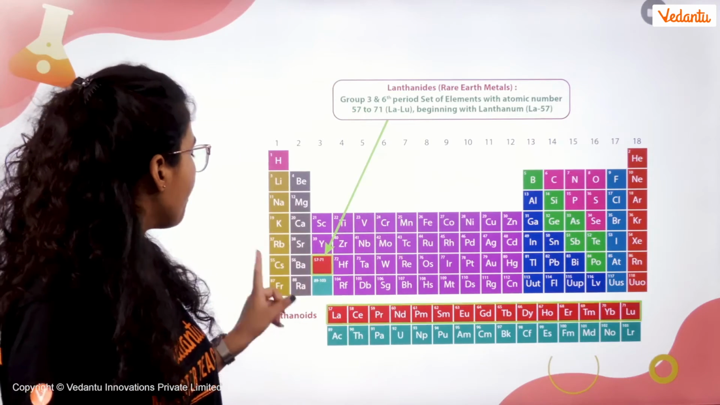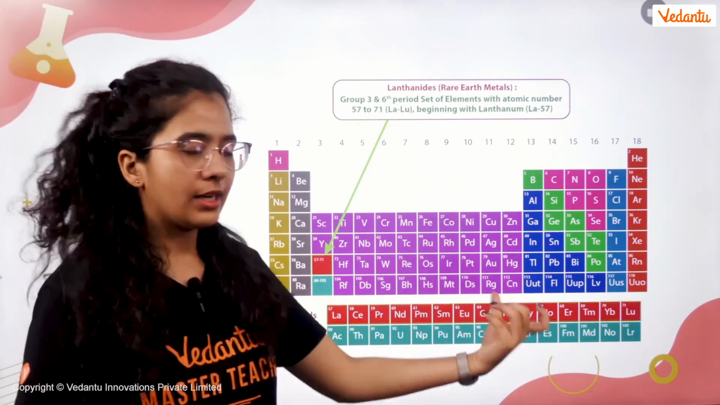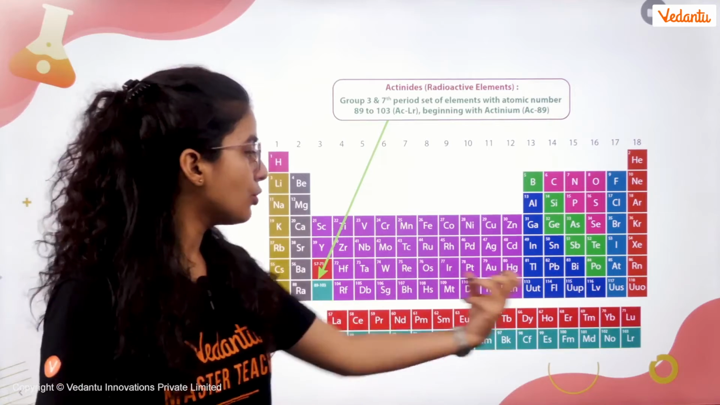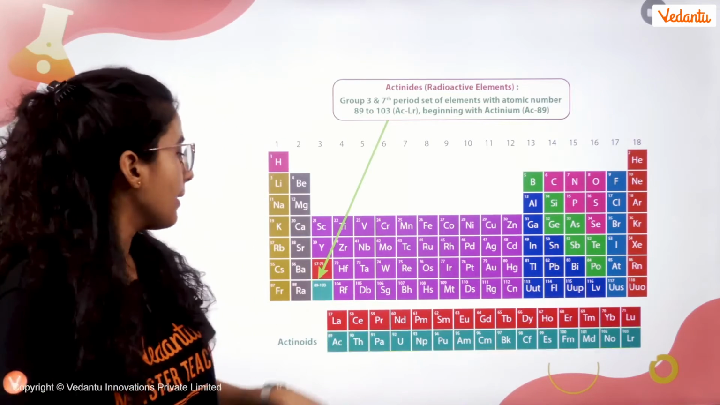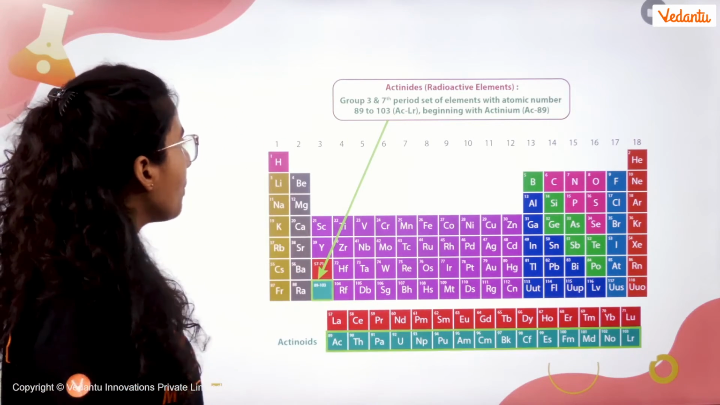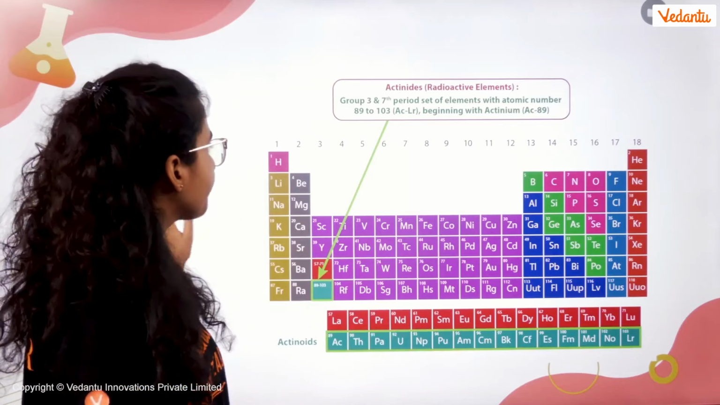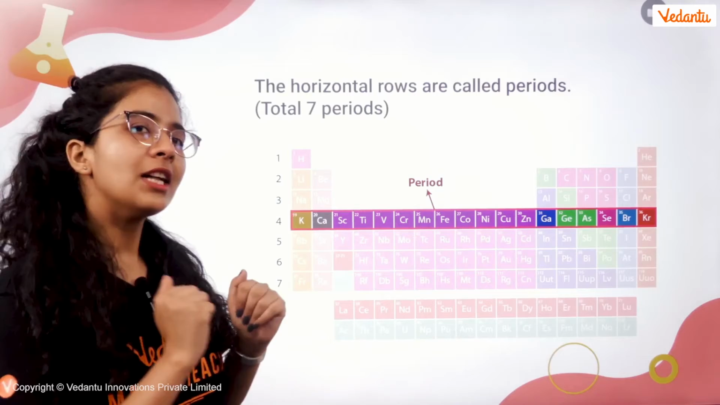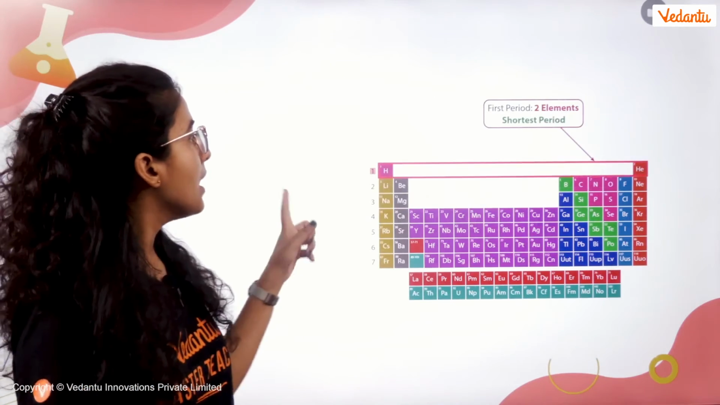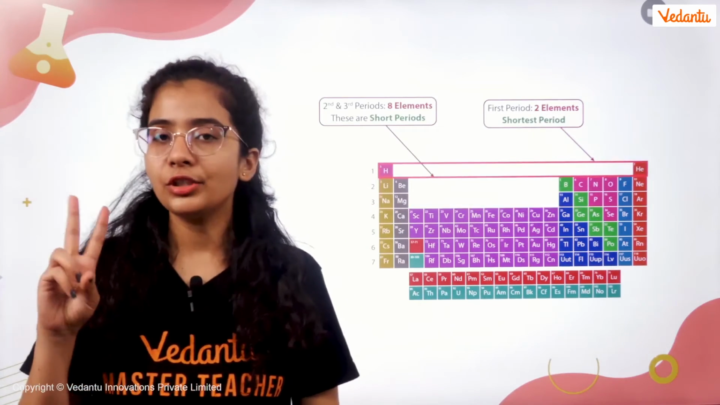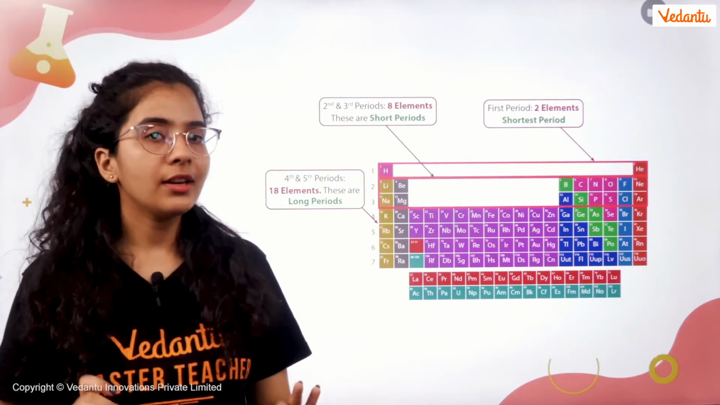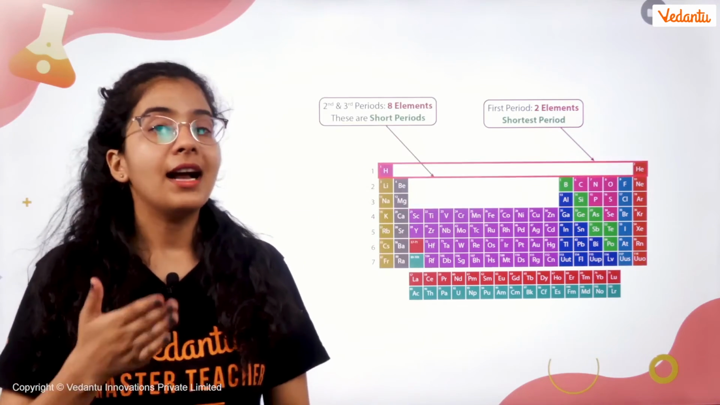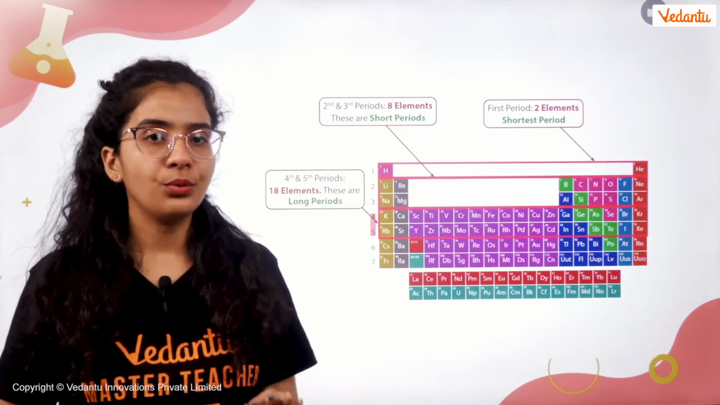So elements from 57 to 71, lanthanum to lutetium, are known as lanthanoids. And elements from 89 to 103, actinium to lawrencium, are known as actinoids. These elements have been taken from here, 3rd group and 7th period. Alright, I hope it's clear. Now these horizontal rows are known as periods and vertical columns are known as groups. Okay, so you see in the first period we have 2 elements. In the second and third periods we have 8 elements. In the fourth and fifth periods we have 18 elements. And in the sixth and seventh periods we have 32 elements.